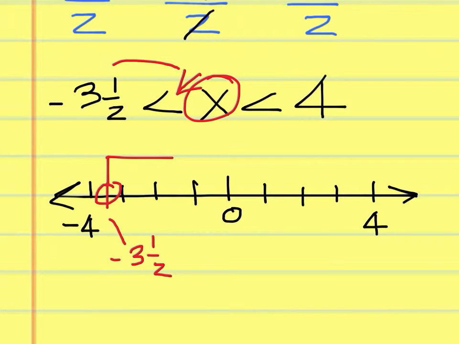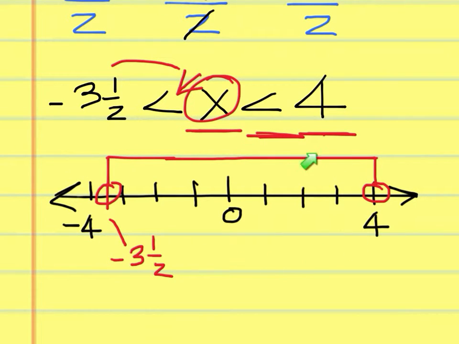For the 4, x is less than 4. So that's an open dot, and less than means you go back here until you meet the other inequality line. This would be your solution. The number line clearly marked with hash marks, the numbers, an open dot or a closed dot, and your lines. This is an open dot. This is a closed dot.